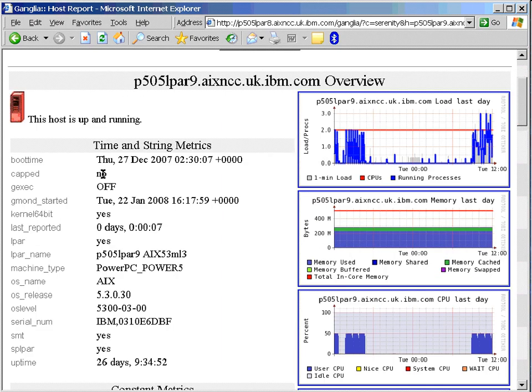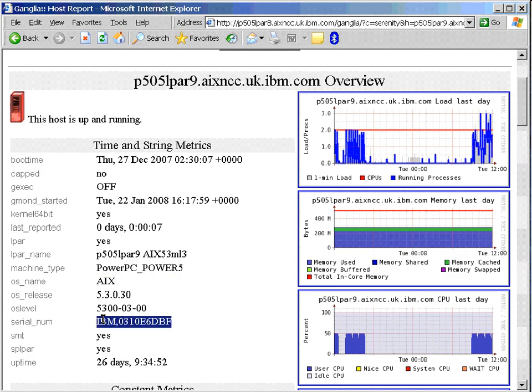Here's its host name. We know that it was booted on December the 27th. It's not capped, so it can go over its entitlement. We can see some other things here. 64-bit kernel, as we said. It's a logical partition. Down here it's a shared processor logical partition. We can also see the SMT switched on, how long it's been running, which version of AIX is actually running, and we're on a Power 5 base machine in here.